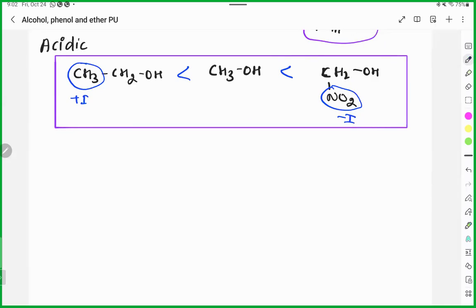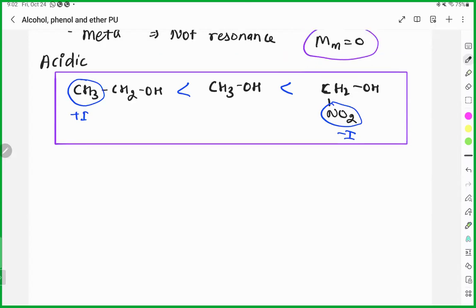Acidic and basic character, they ask a lot. Very popular question this is. Acidic and basic character.